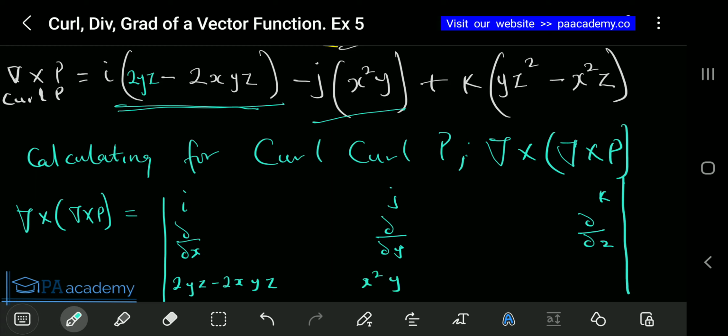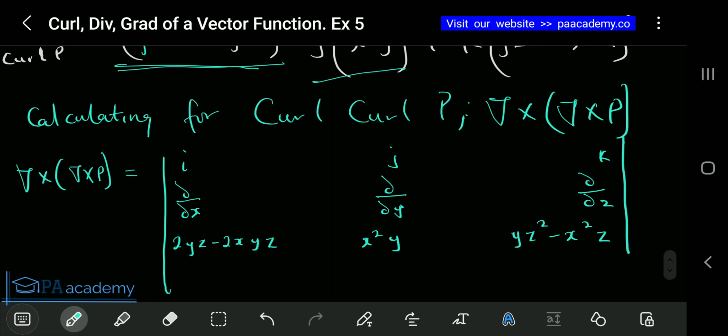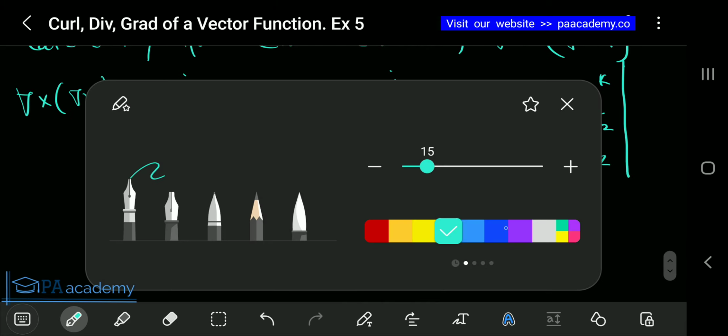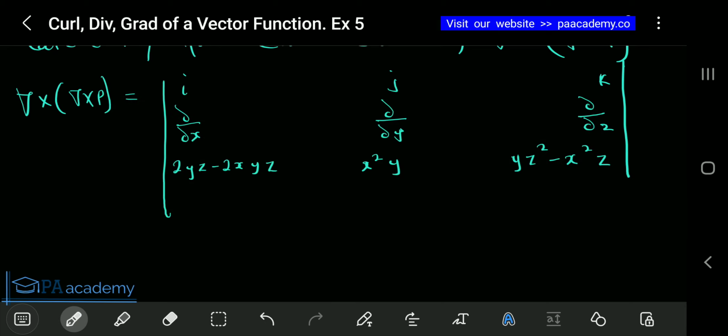And then for k, we are going to be having yz square minus x square z. All right, so now let's go ahead and just calculate it. Like I said, you just calculate it the way you calculate for determinants. All right, so the call p, so that will be i.